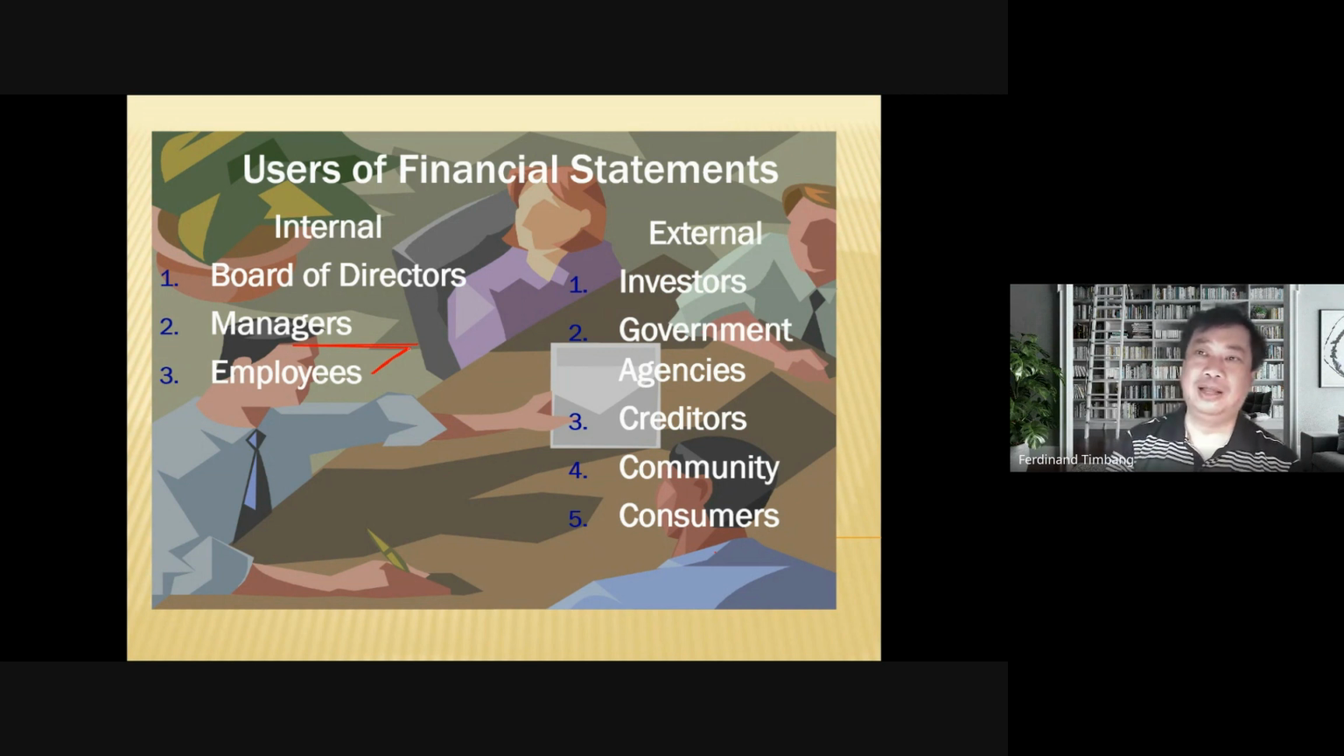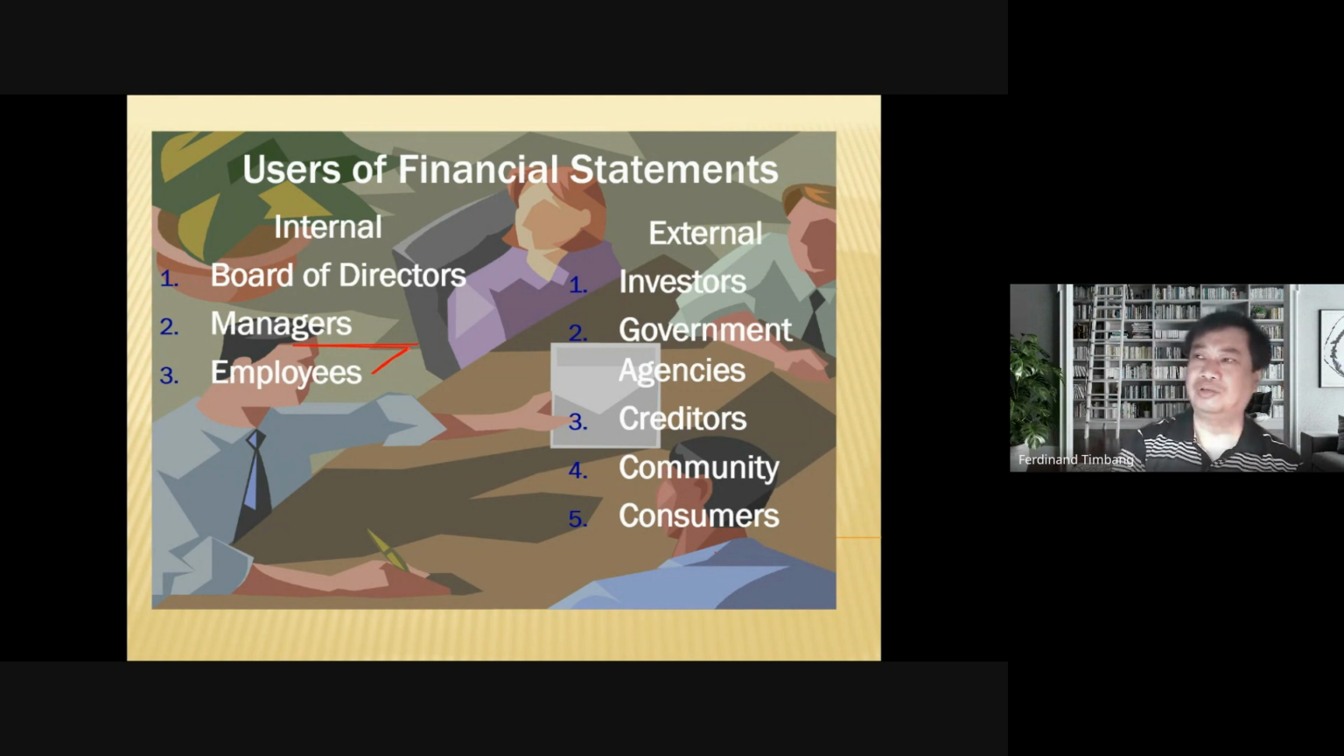Tapos yung managers naman, syempre being the person in charge of the operations of the company, they would like to know if the company is operating efficiently and effectively, and do the operations really contribute to the welfare of the stockholders.